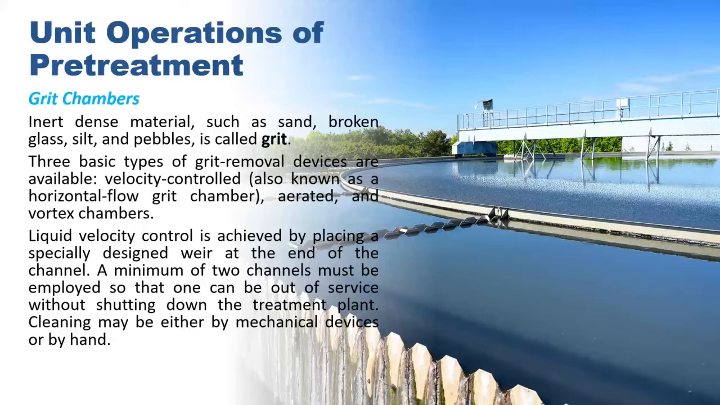If these materials are not removed from wastewater, they abrade pumps and other mechanical devices, causing undue wear. In addition, they have a tendency to settle in corners and bends, reducing flow capacity and ultimately clogging pipes and channels. Liquid velocity control is achieved by placing a specially designed weir at the end of the channel. A minimum of 2 channels must be employed so that one can be out of service without shutting down the treatment plant. Cleaning may be either by mechanical devices or by hand, or manually.